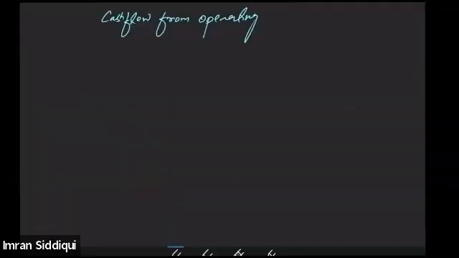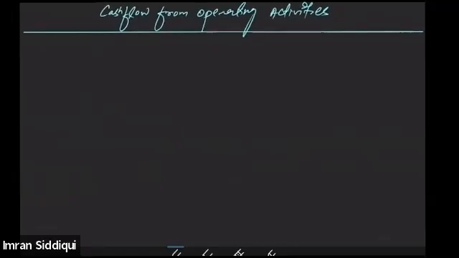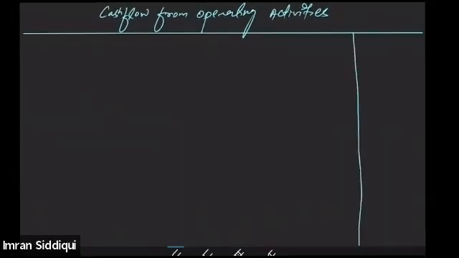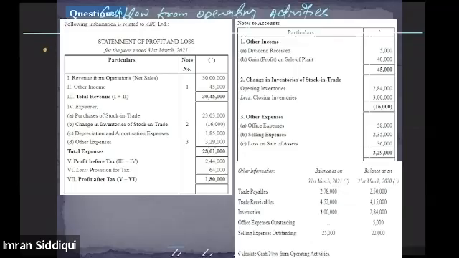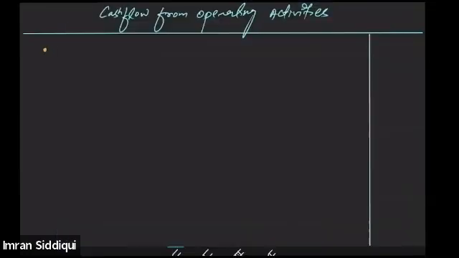Cash flow from operating activity. So as usual, we will be starting with the net profit given in the question. You just have to go as per the format, nothing else. Profit is given at the end of the statement of profit and loss. Everyone is able to see that? It is 1,80,000.